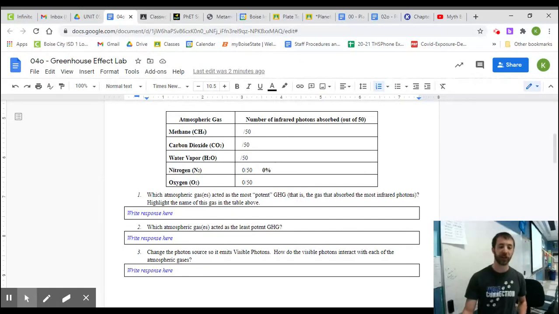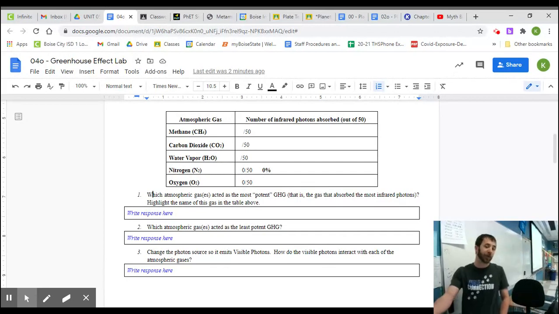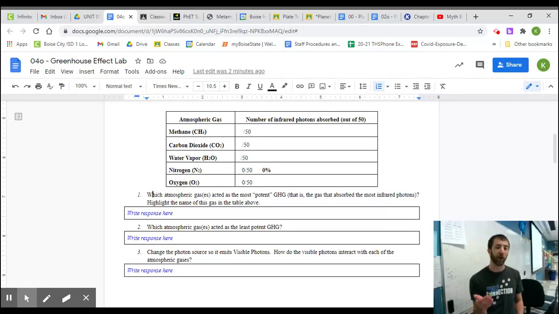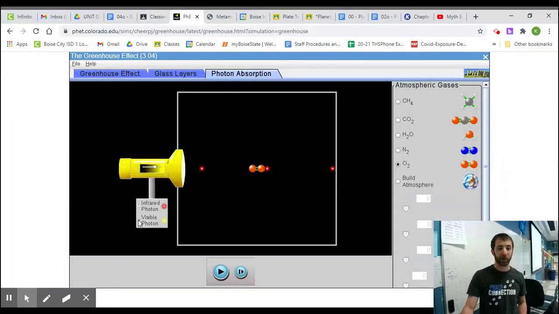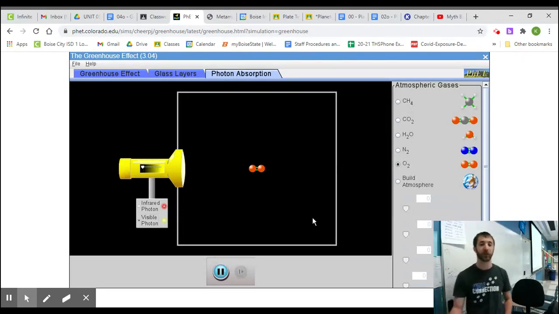Number 3 says, change the photon source so it emits visible photons. How do the visible photons interact with each of the atmospheric gases? This isn't asking us to count. It's just saying, if we're talking about visible photons, what happens instead? Or maybe it's the same. Let's check it out. I'm going to click my button here. It changes the color of my flashlight. And you'll notice that they represent it as a flashlight because infrared photons are longer wavelengths than light.